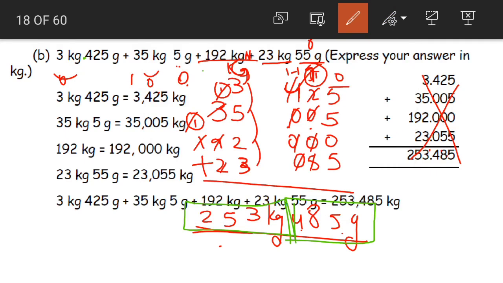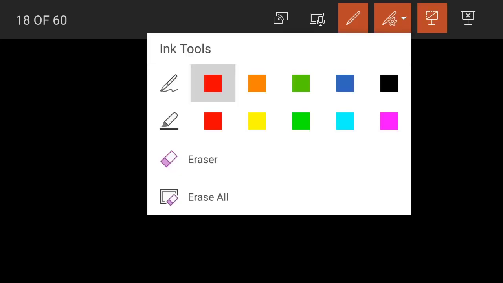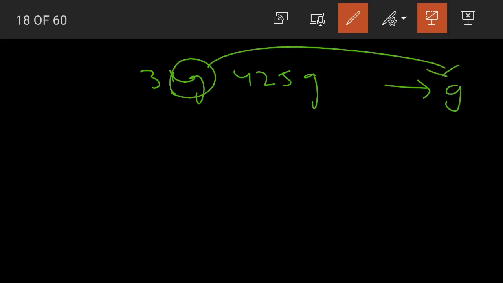Now if you observe here, this is nothing but 3 kgs 425 grams is equal to 3425 grams. Here what did they do? They've converted the whole thing into grams. 3 kgs 425 grams. Now we want to convert this into grams. Kilograms into grams. We are converting a higher unit into a lower unit.